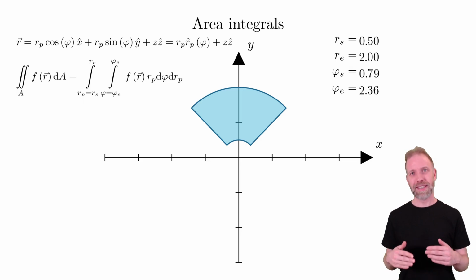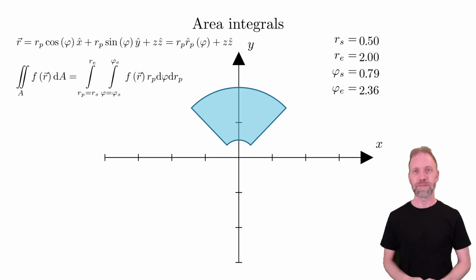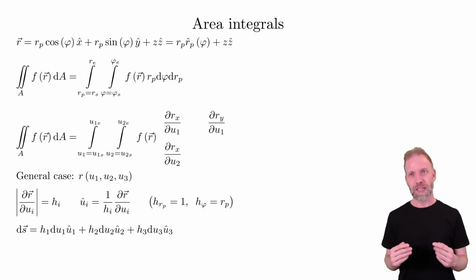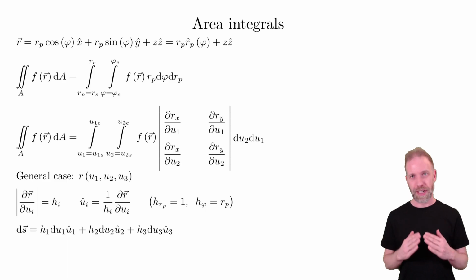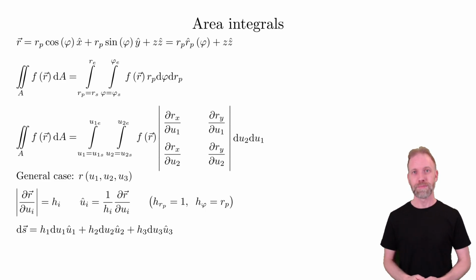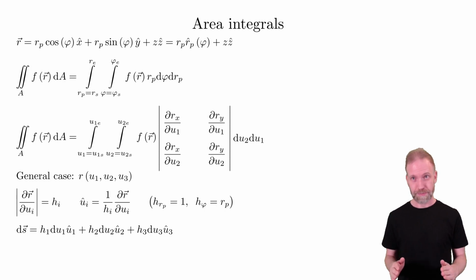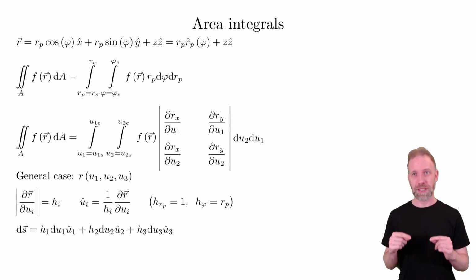With this, let us leave polar coordinates for a while and talk about general orthogonal coordinates. In the video about the double and triple integrals, we derived the general expression using variables u1 and u2. This general expression, which includes the determinant of the Jacobian matrix, does not require orthogonal coordinates. However, if we assume that our coordinates are orthogonal, there will be a much easier way of doing this.